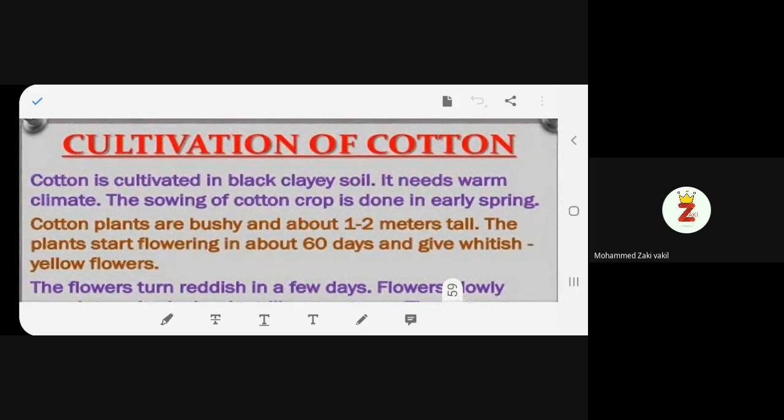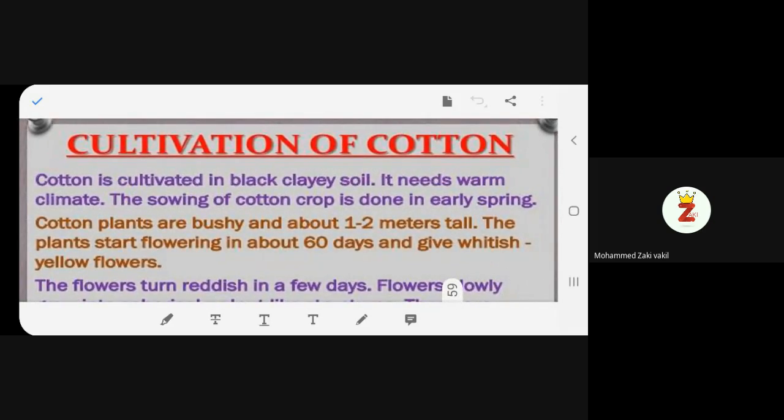Cultivation of cotton. Now let's see how cotton is cultivated, what is the condition to grow cotton, what precautions should be taken, what care should be taken, and what are the ways of getting cloth from cotton. So these we are going to work on in detail.